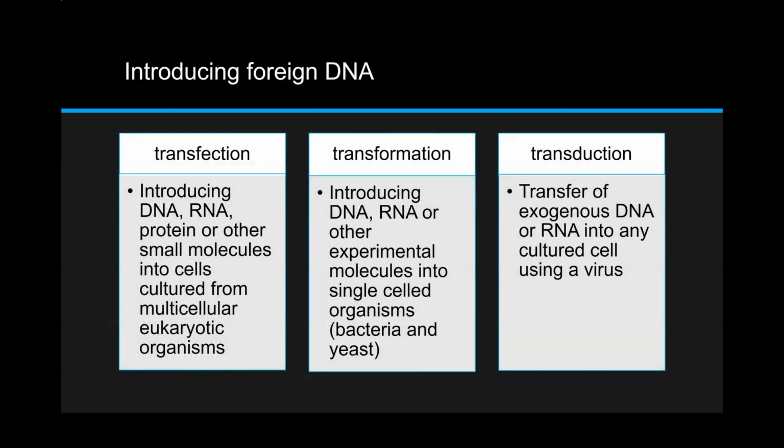It's important to understand how foreign DNA is introduced into a cell. The terms can be a little confusing, so try to keep these straight. Transfection is the term for introducing a gene or other biomolecule into a cell line derived from a multicellular eukaryotic organism. Typically, this is a mammalian cell line, but it might be a plant or insect line as well. Transformation is the process of introducing DNA, usually, but sometimes other biomolecules as well, into a bacterium or yeast. Transduction is the process of using a modified virus to introduce DNA or RNA into a cultured cell type.